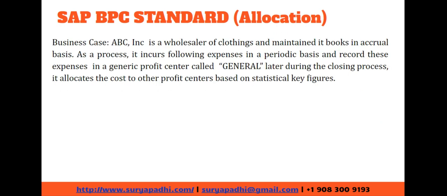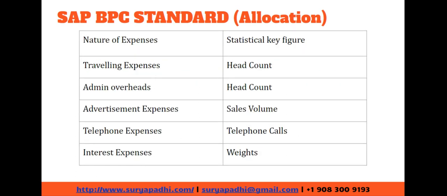Business case: ABC Inc. is a wholesaler of clothing and maintains its books on an accrual basis. As a process, it incurs the following expenses on a periodic basis and records these expenses in a generic profit center called General. Later, during the closing process, it allocates the cost to other profit centers based on the statistical key figure.